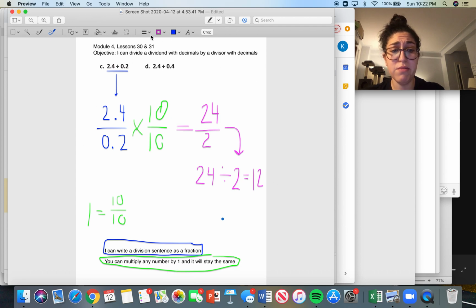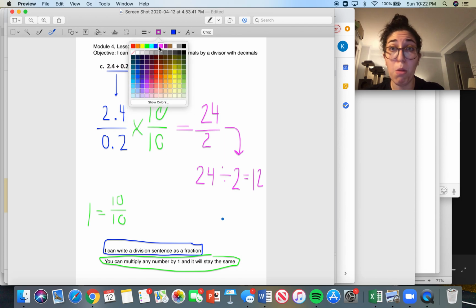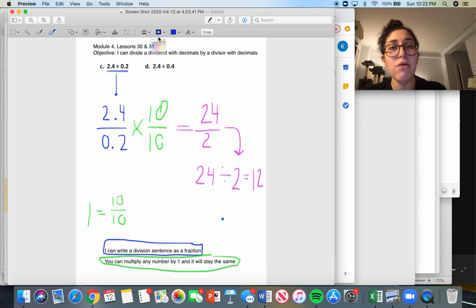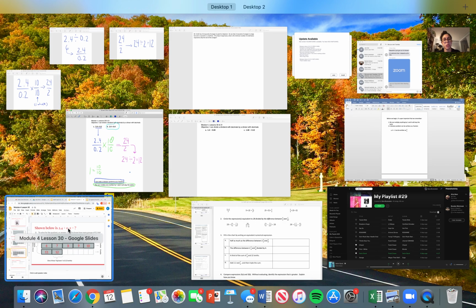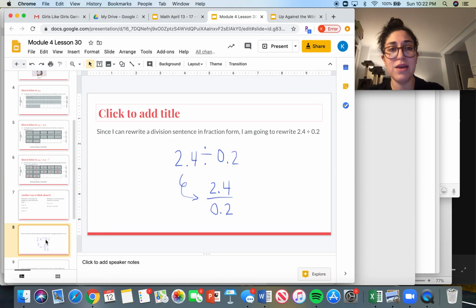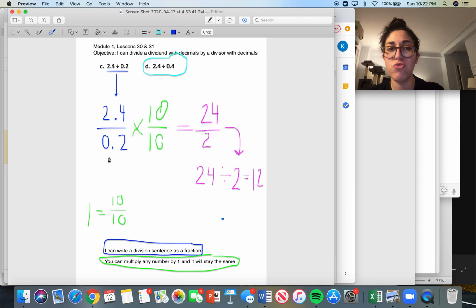So that's the first problem. I would now like you to look at this problem and see if you can solve it on your own using either of the methods that we talked about, right? And again, you can use this as sort of a step-by-step guide. I actually have that same thing here in these slides that you can go back to and look at. So go ahead and try to figure out what 2.4 divided by 0.4, or 2 and 4 tenths divided by 4 tenths, would look like, all right?